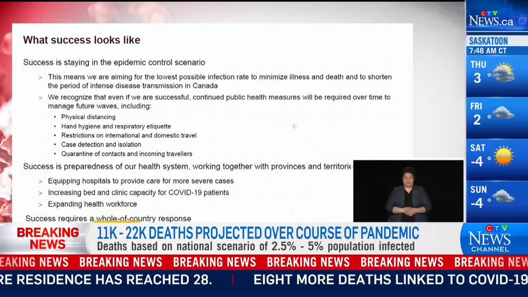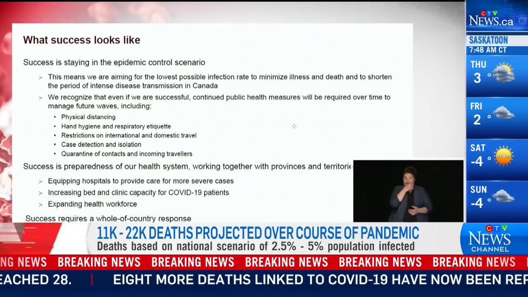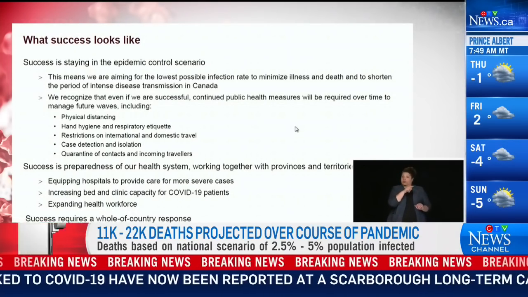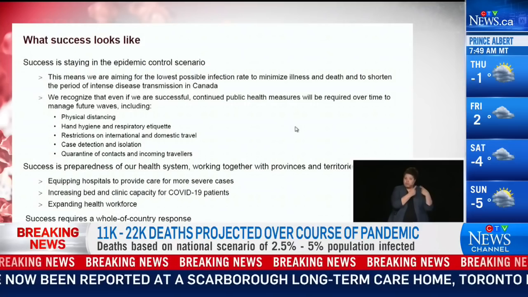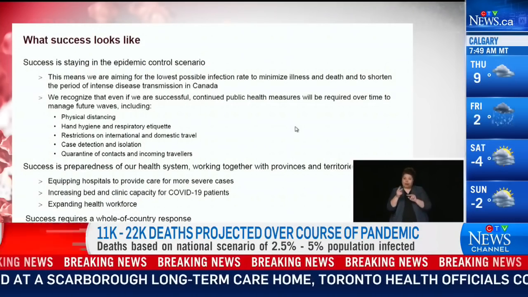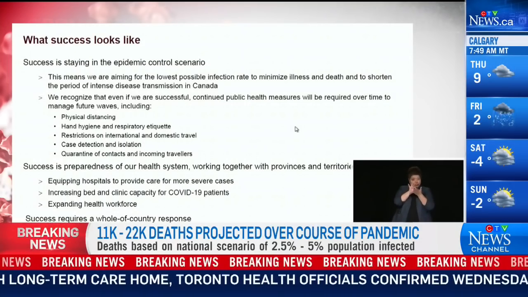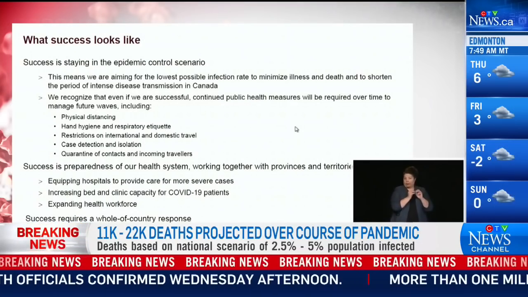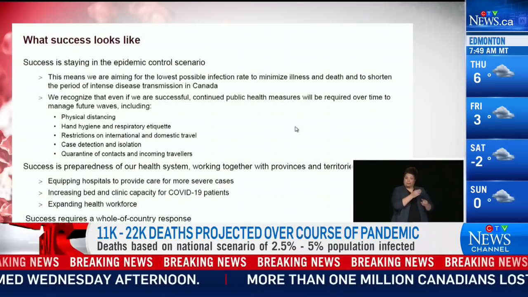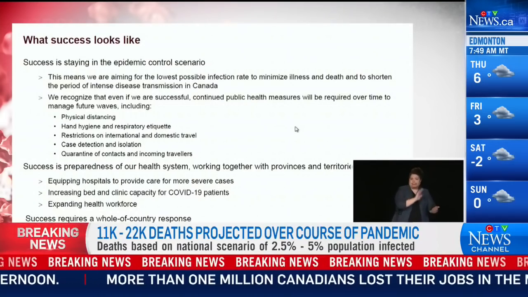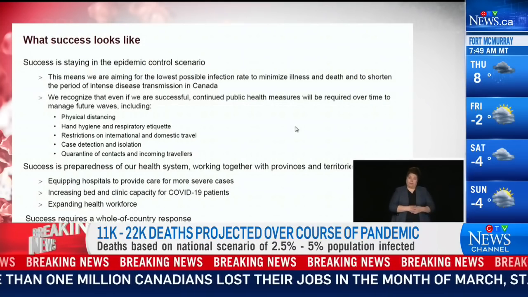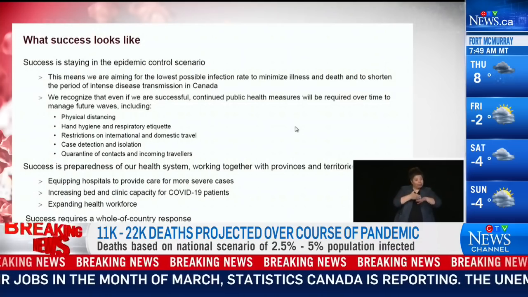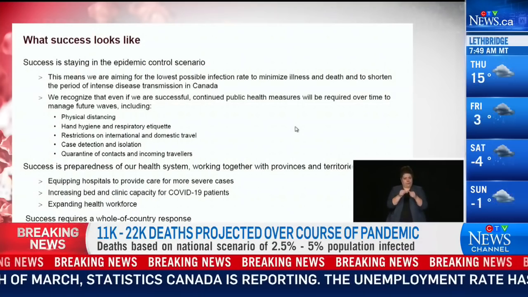What does our strategy look like? Slide 18. We are continuing to implement the measures we have put in place, and we are keeping an eye on the trajectory to see if increased measures are required so that we can continue to aim for the lowest possible infection rate and to shorten the duration of the epidemic. Recognizing that even if successful, some public health measures need to be sustained to reduce both importation and domestic transmission.